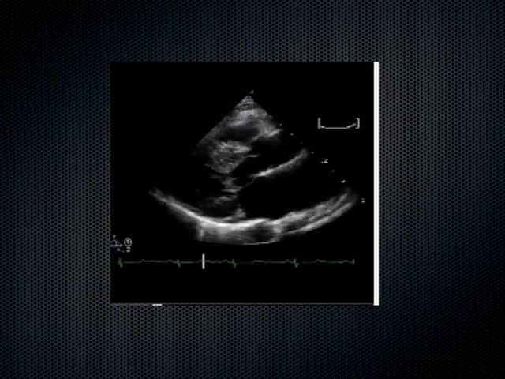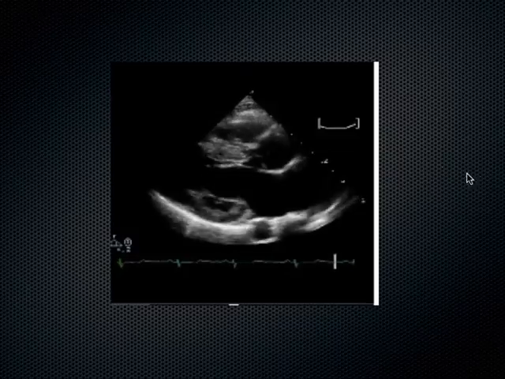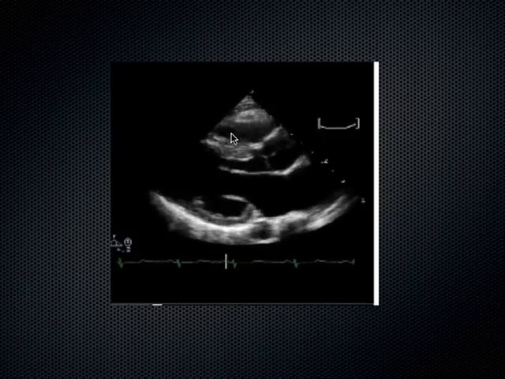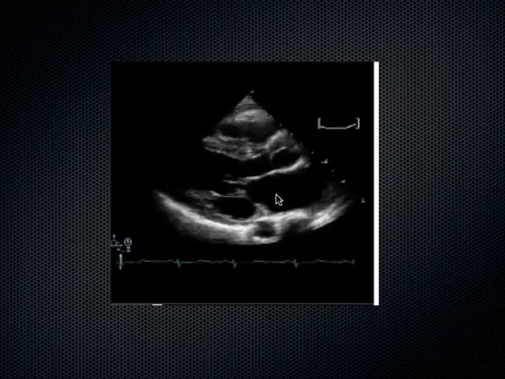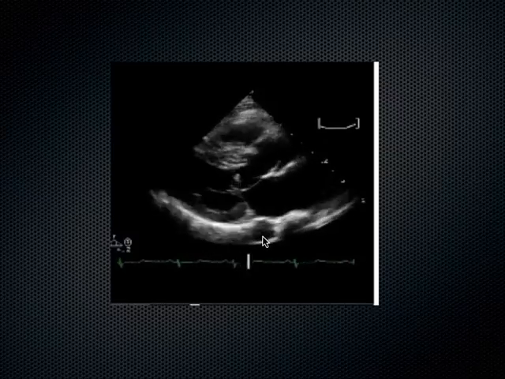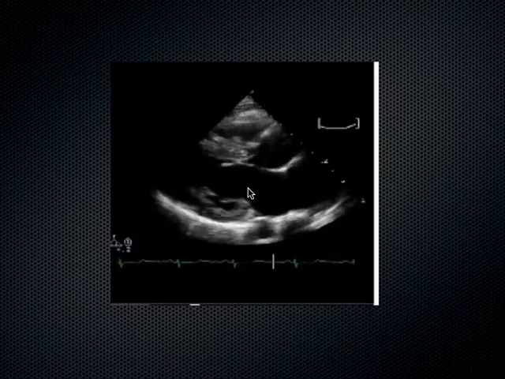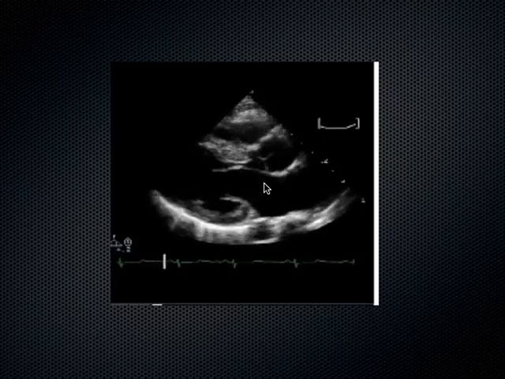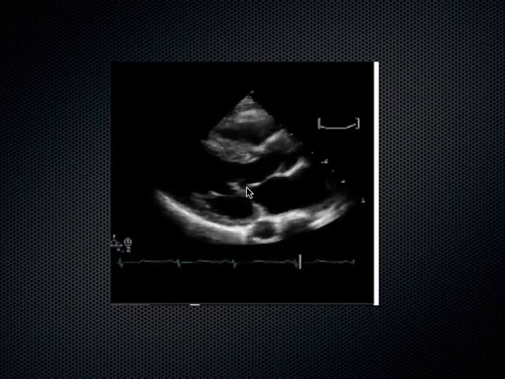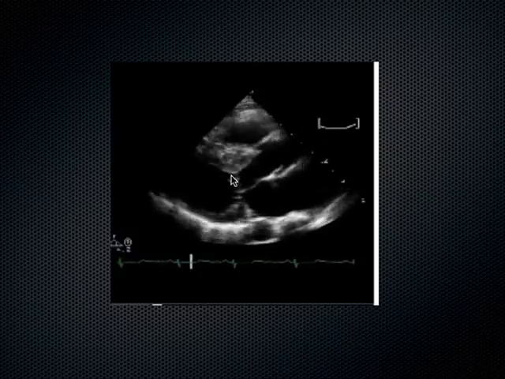Now look very closely at the mitral valve. This is the parasternal long axis. Here's the RV, here's the LV, the left atrium. The descending aorta is seen here. You guys know all this. This is the aortic outflow tract seen here. But I want you to look very closely at that mitral valve. This is the problem right here.